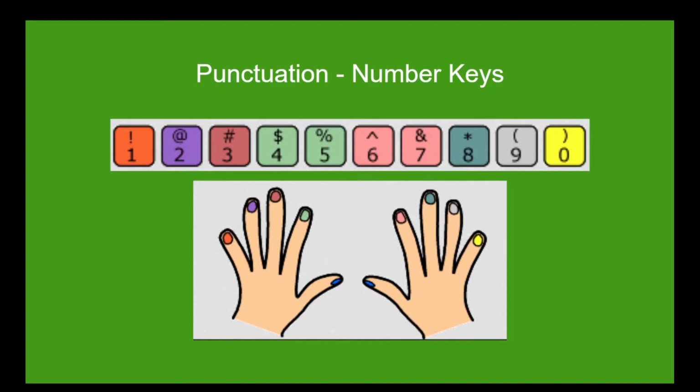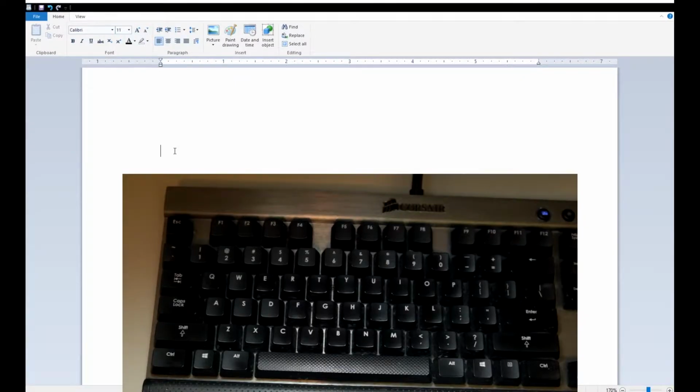So let's take a look at the keyboard to see how we move from the home row to the number row and type the numbers and punctuation keys in the number row. Let's learn how to type the numbers and the punctuation keys in the number row. Let's start off with our left hand.